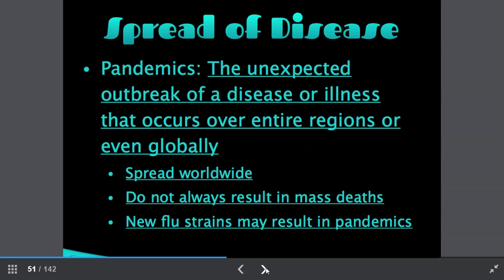A pandemic is the unexpected outbreak of a disease or illness that occurs over entire regions or even globally. Pandemics are spread worldwide. They do not always result in mass deaths. New flu strains may result in pandemics.